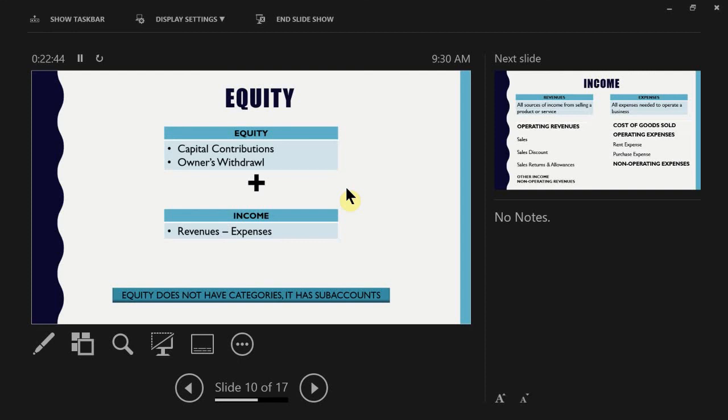The value of the company should be a lot less. And those are typically what you would normally see when you're dealing with equity. Now, equity does not have any categories, okay? So again, equity does not have any categories, but these are things that contribute to equity. That's why I said usually it's your capital contributions, your owner's withdrawal, and then it's your revenues minus your expenses, okay? So make sure that you recognize that equity does not have any categories.